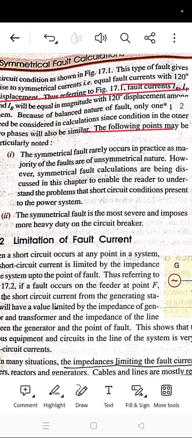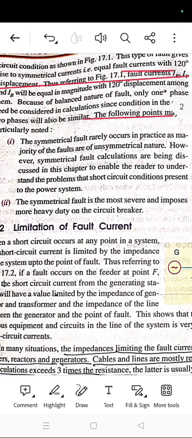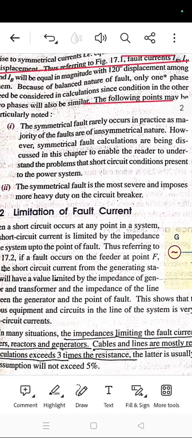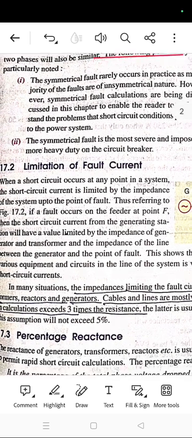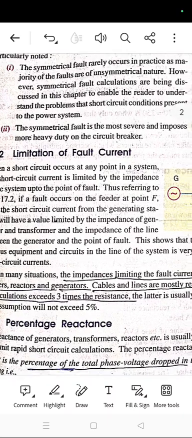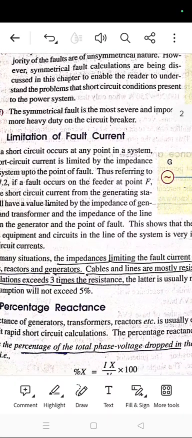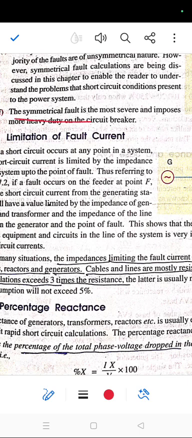However, the symmetrical fault calculations being discussed in this chapter enable the reader to understand the severity of short circuit conditions present in the power system. The symmetrical fault is most severe and imposes very heavy duty on the circuit breaker. Symmetrical fault is very heavy duty.